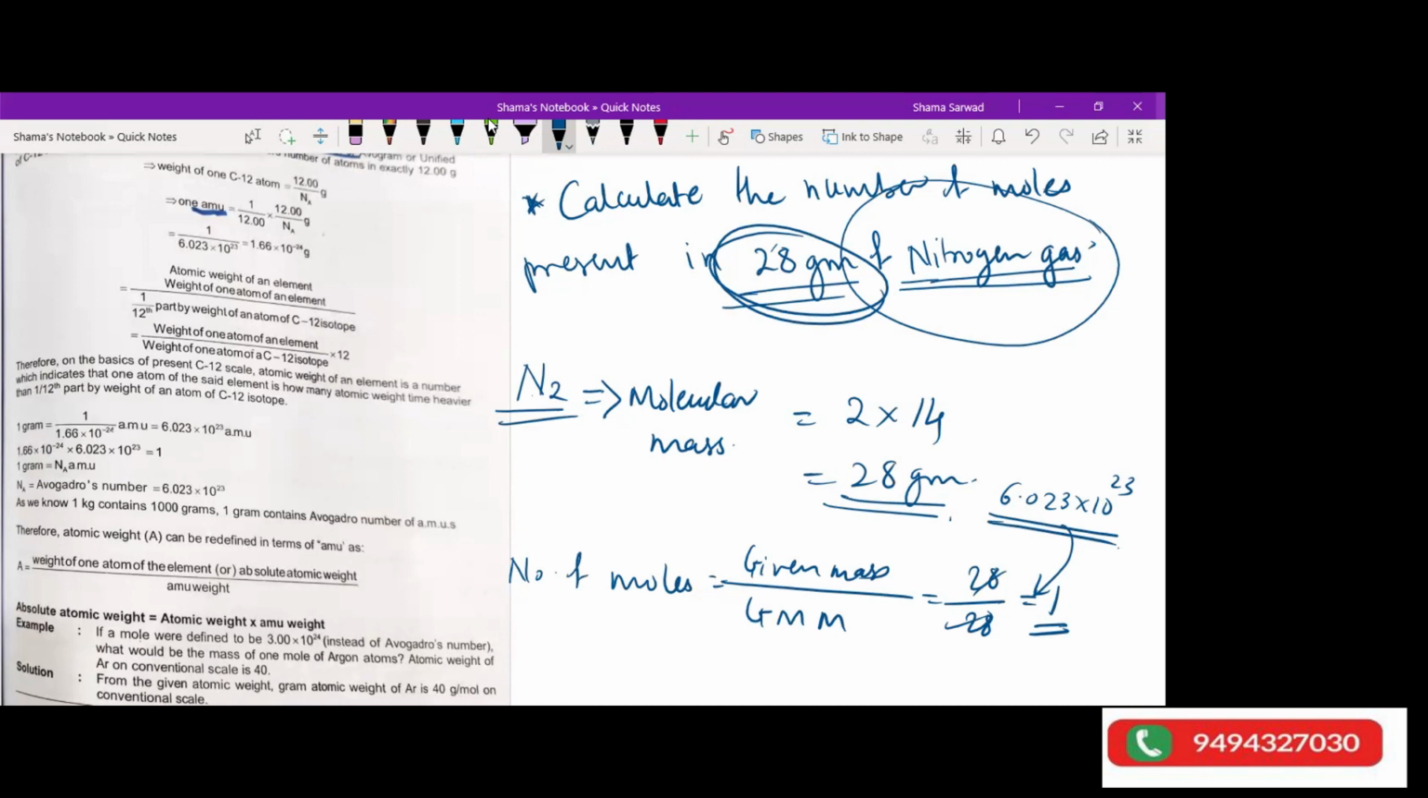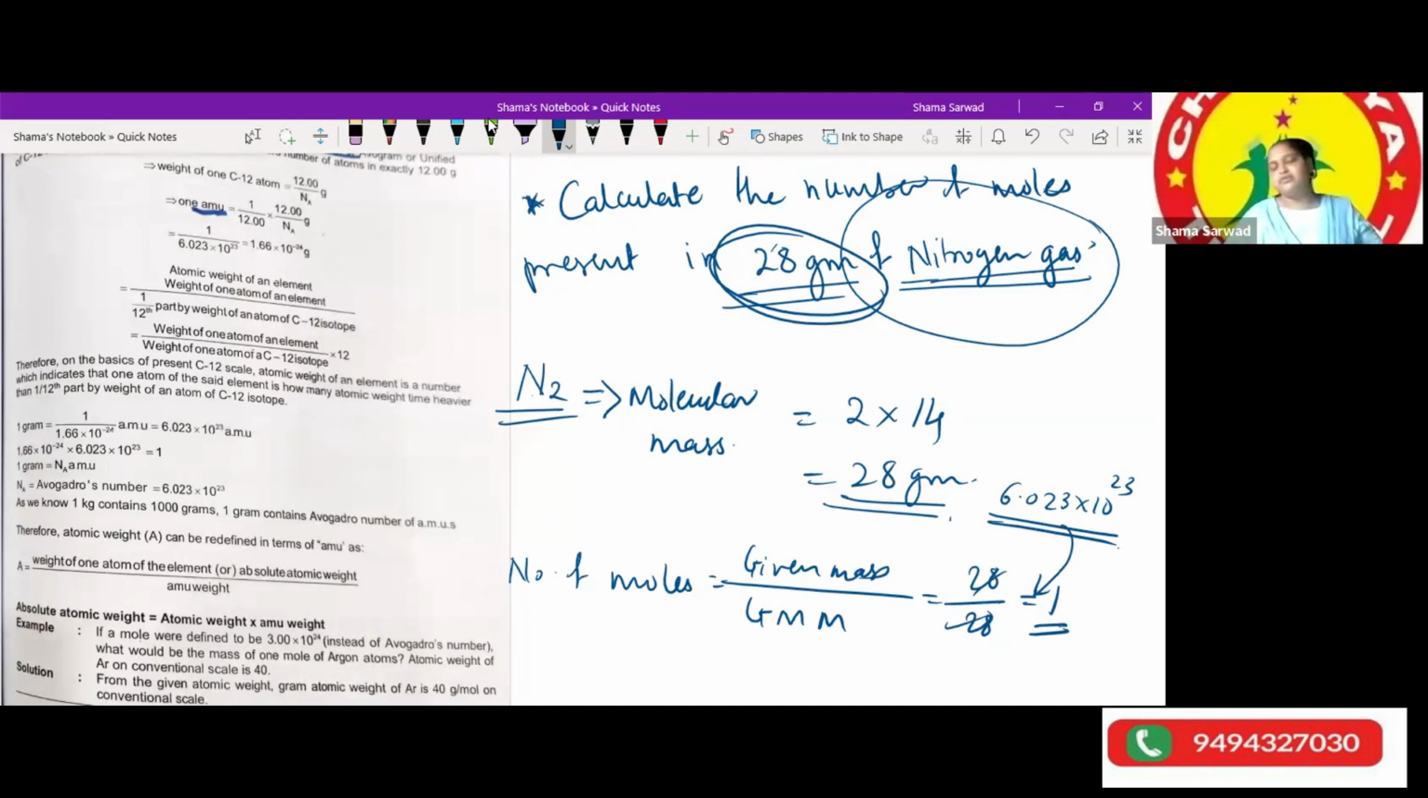Suppose they ask you to calculate the number of atoms or number of molecules present in the given substance. First of all, you have to convert it into moles and multiply it by what? Avogadro's number.